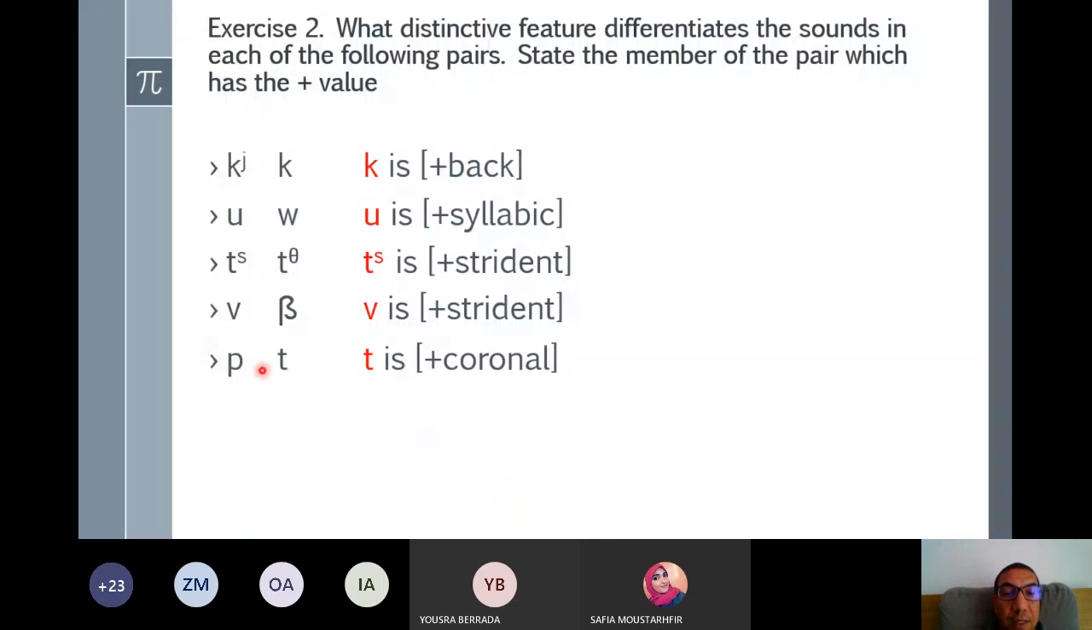Two voiceless stops, one is coronal and the other is minus coronal. Two vowels, two low vowels, one is plus back and the other is minus back. One is front and the other is plus back.